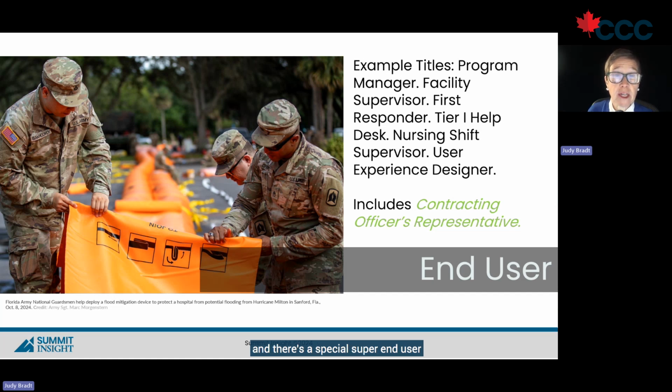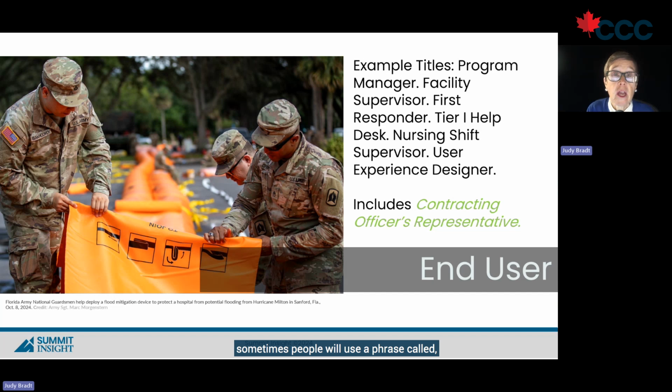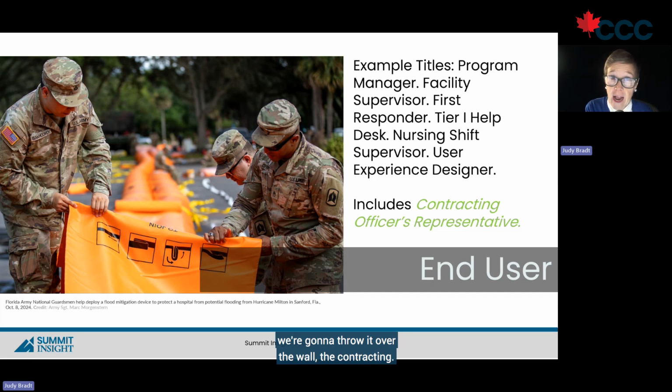And there's a special super end user called a contracting officer's representative. This person is bilingual, as in they speak end user, but they also speak the language of contracting. This is the person who gets to write up the requirement in language that can be put through the acquisition process. Sometimes people will use a phrase: we're going to throw it over the wall to contracting. This is the person who writes that thing and then turns it over to the contracting team so that the actual acquisition, the competition process, can take place.